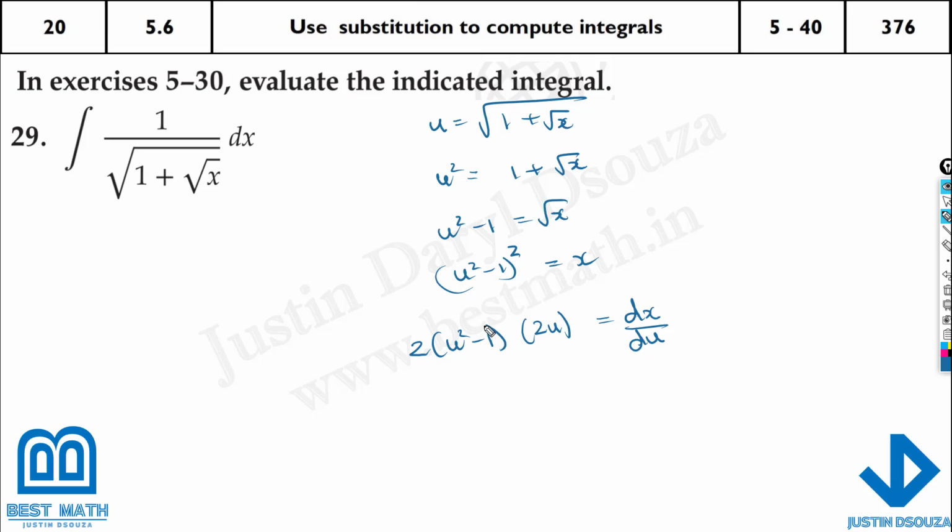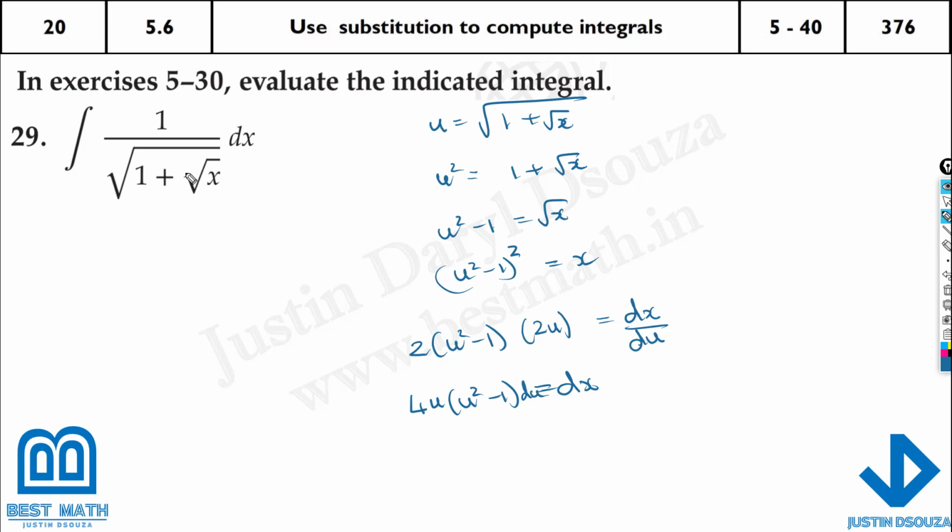So now I'll just take this du to the other side. It's going to be 2 times u squared minus 1, times 2u. I'll simplify here only: 2 times 2 is 4. 4u multiplied by u squared minus 1 du will be equal to dx.